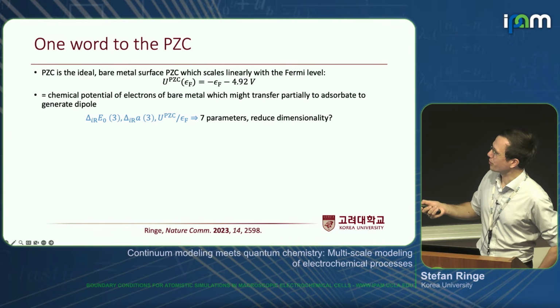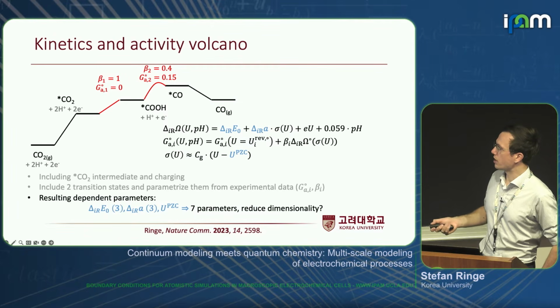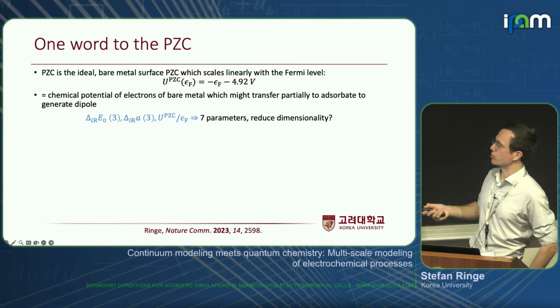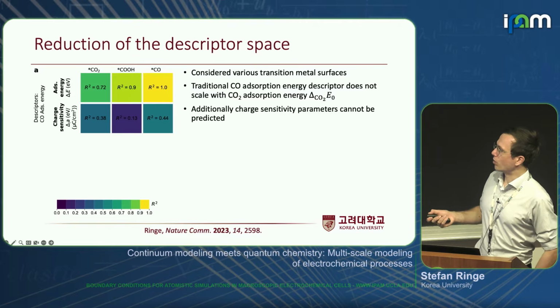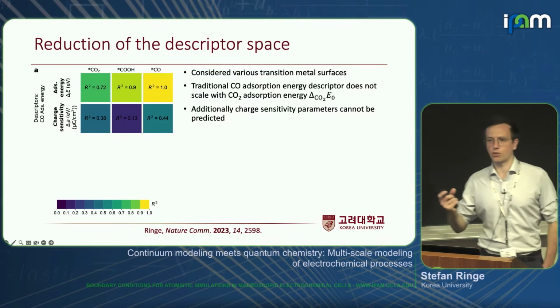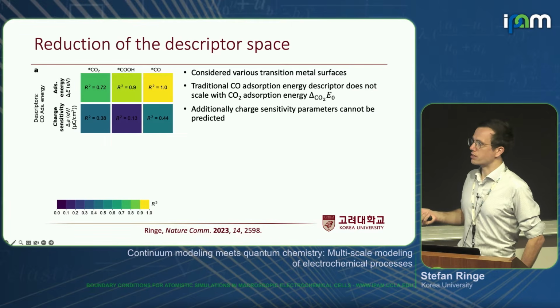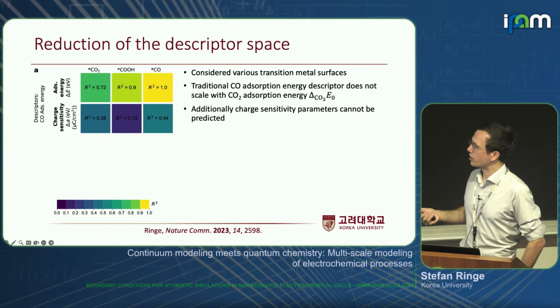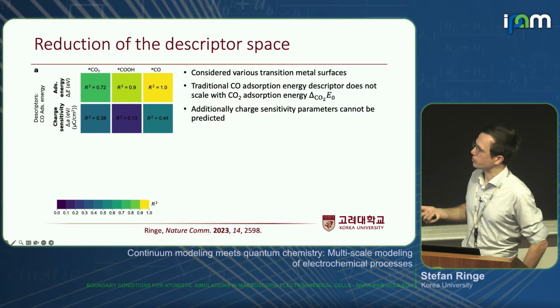So before that, we can see that this PCC is actually directly related to the Fermi level via this relation. There's a constant shift here, which we can obtain. So the PCC and the Fermi level are kind of equivalent to use in this context. And then to reduce the dimensionality, I just correlated all these properties with descriptors. So first, the common descriptor for CO2 reduction is the CO adsorption energy. For various transition metal surfaces, I calculated the CO adsorption energy and the relation of these six parameters with the descriptor.